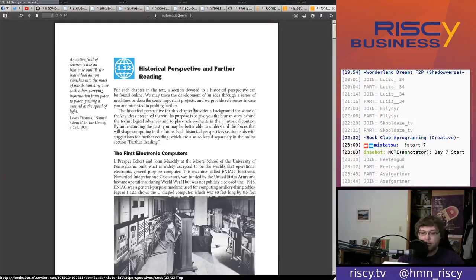And then let's just go through the check yourself quick, the answers to them, since I believe we're done with check yourself now. So on 1.1, page 10, it was discussion questions. Many answers are acceptable.